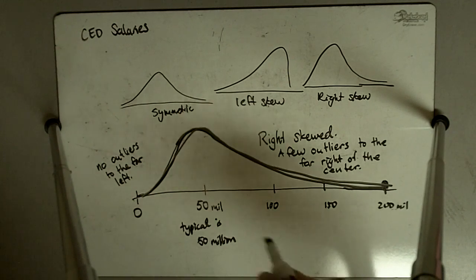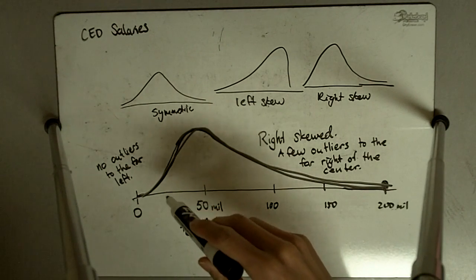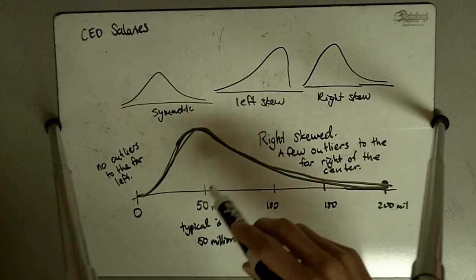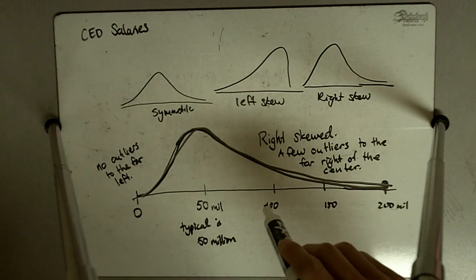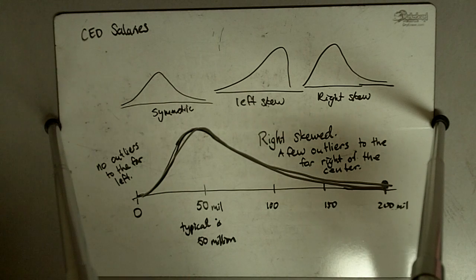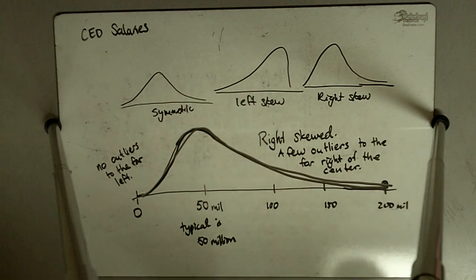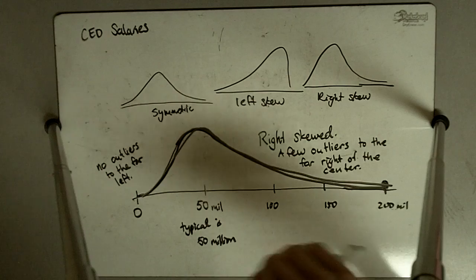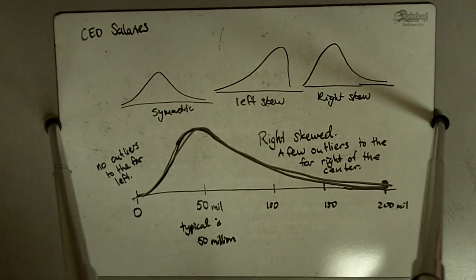Most people make somewhere between $20,000 and $60,000 per year, $80,000. But then you have some people making millions and millions. But in terms of salary from a job, nobody makes negative money from their job. So you'll have things that are typically right skewed when we're talking about income.